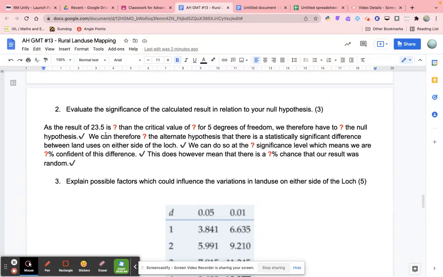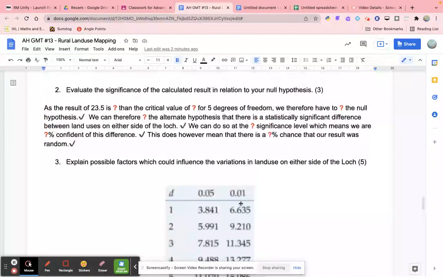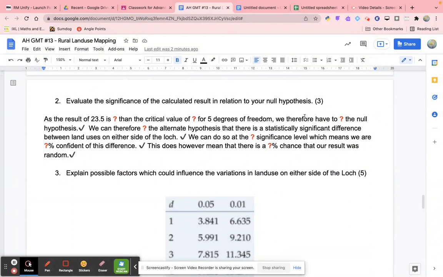So let's report this. The result of 23.5 is higher than the critical value of 15.086 for 5 degrees of freedom. We therefore, in this case, reject the null hypothesis. Now when you reject, you accept the alternate. The alternate is always the opposite of the null, so that there is a difference in the expected and observed land uses. So accept the alternate hypothesis. There is a statistically significant difference between land uses on either side of the valley. We can do so at the 0.01 significance level, which always means that we're 99% confident that there's a difference.